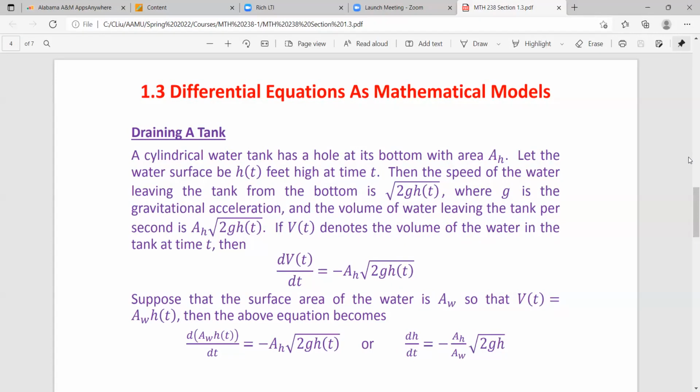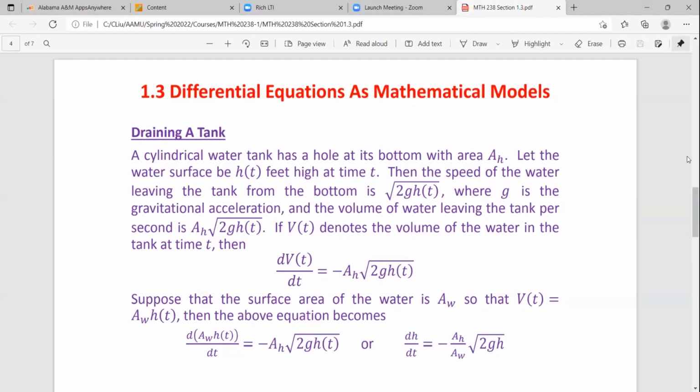So let the water surface be h feet high at time t. So it's just going down slowly as the water drains. So the height h from the surface of the water to the bottom is changing. It's a function of time t. We call it h of t.